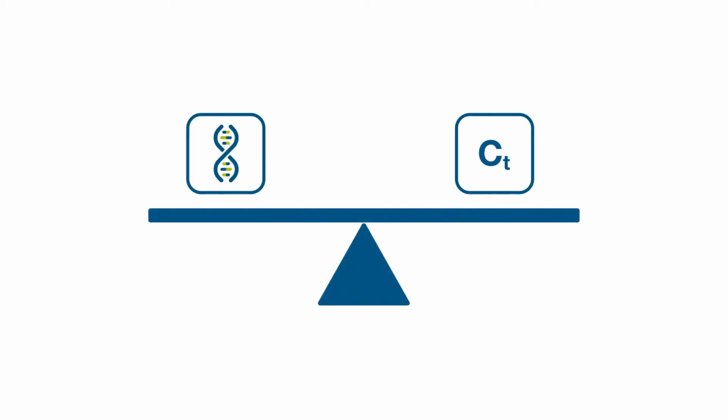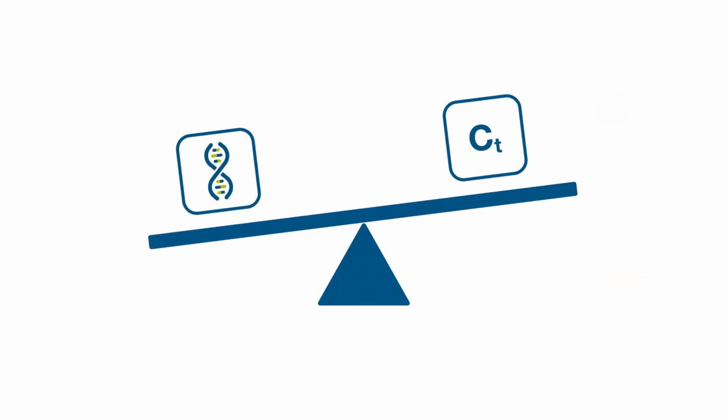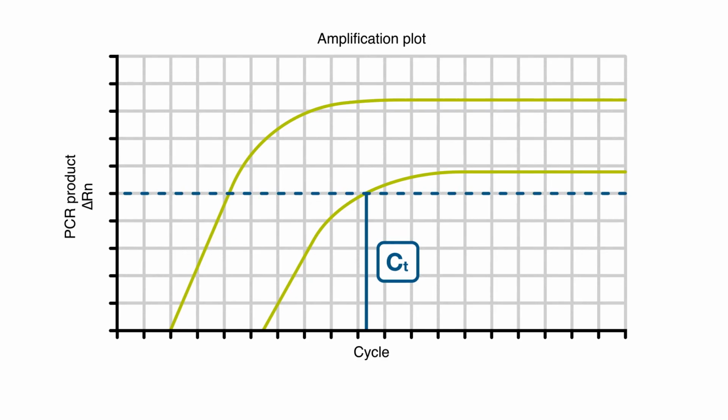So, here's the take-home message. As the amount of DNA template decreases, the CT value will increase. If the CT value gets too high, say a CT of 35 for a 96 well plate, it can be difficult to distinguish real signal from background. For this reason, many researchers will employ a CT cutoff and not use any data above that CT value.